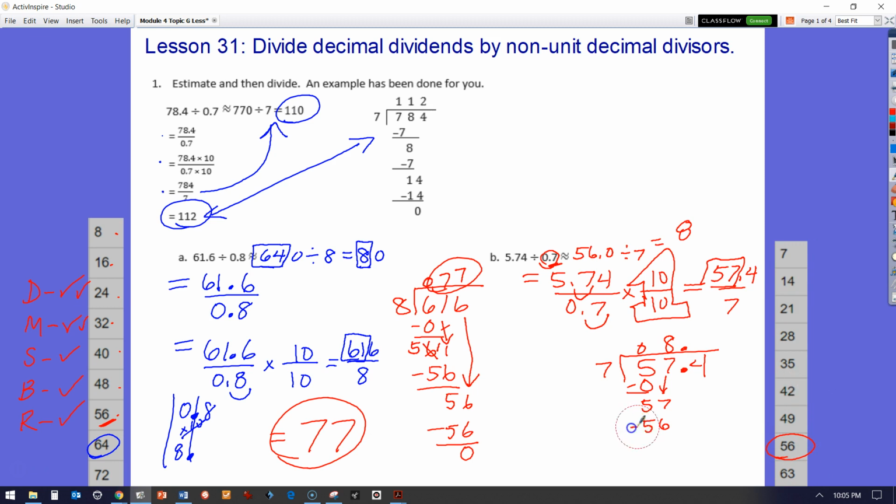All right, 8 times 7 is 56. 57 minus 56 is 1. Bring down my 4. I have 14 divided by 7 is 2 right there. And I'm done. So my true answer is 8 and 2 tenths. Our estimated answer was 8. Okay, let's keep going.